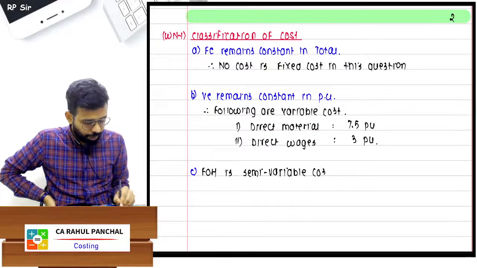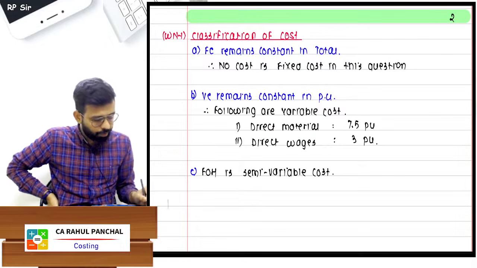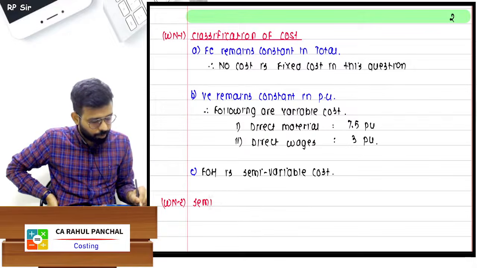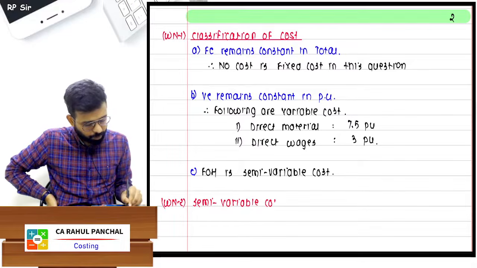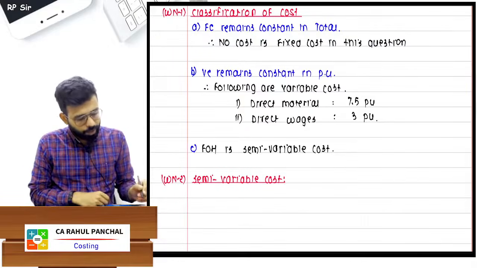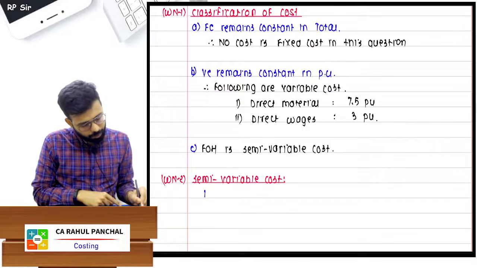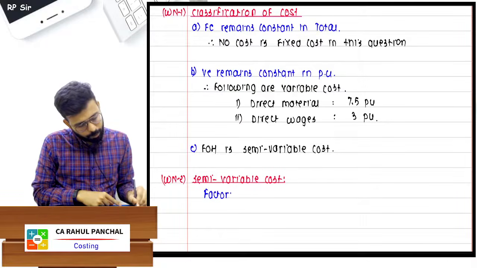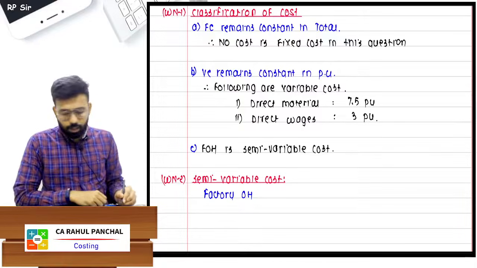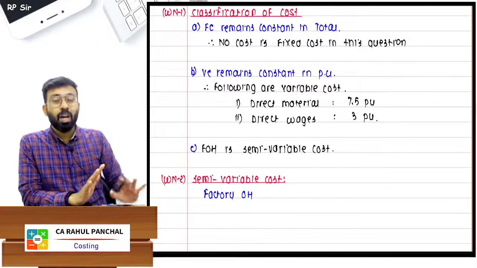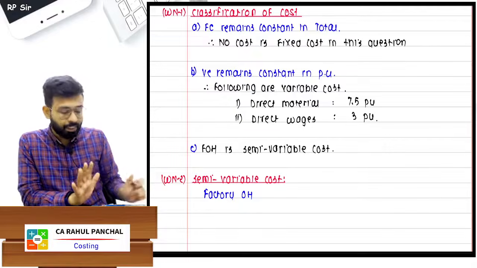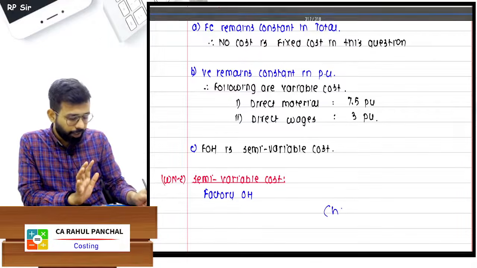If something is semi-variable, you will always have to make a working note for that, which is for the semi-variable cost. In this question, that is factory overhead. The data which is given, you can take any 2 weeks. The data is given for 3 weeks, but it is not necessary that you take all 3. You need the change in cost, so you need any 2 weeks. It is up to you.